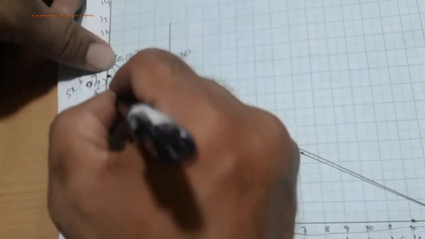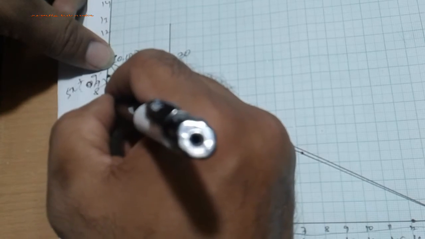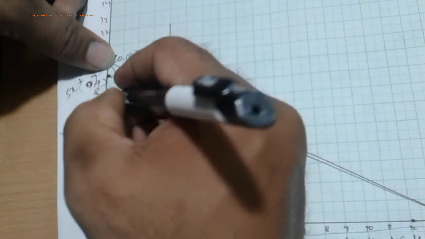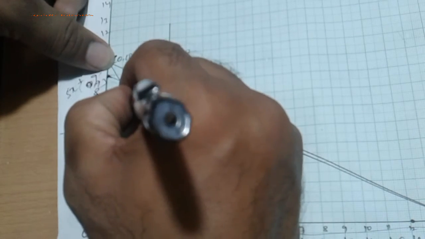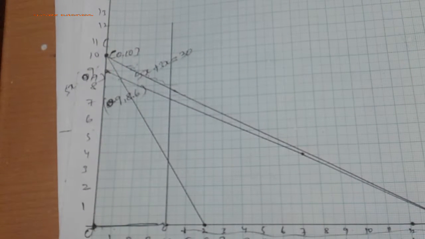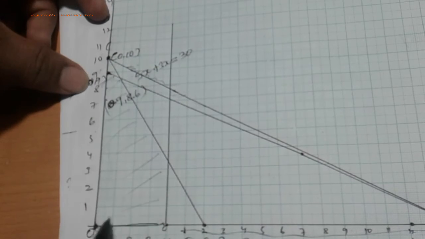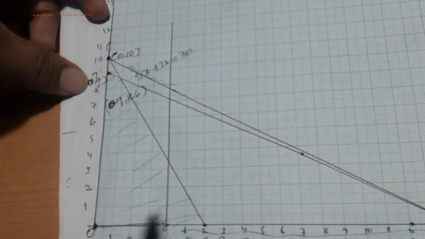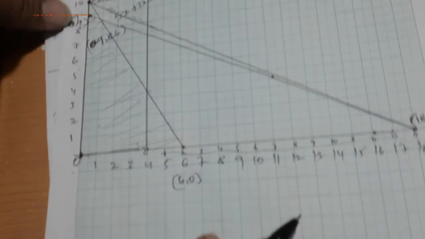Okay, which point is it? x1 is 0.9 and x2 is 8.6. So in this region we are getting the answer. So take the points.